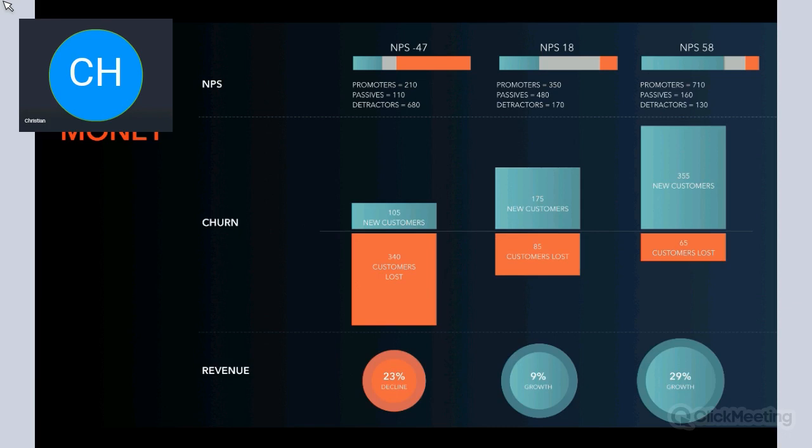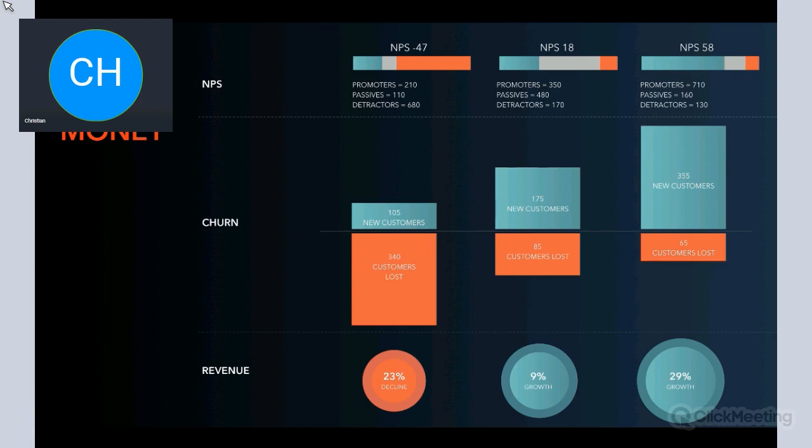In this case, we have 3 different companies with 3 different Net Promoter Scores. We got one with a minus 47, that's bad. Then an NPS of 18, which is like neutral. And then you have a Net Promoter Score company of 58, which is quite good. All 3 companies have 1,000 customers.